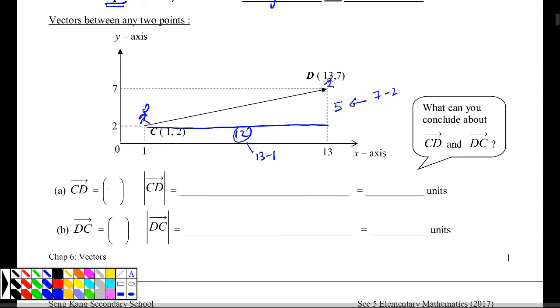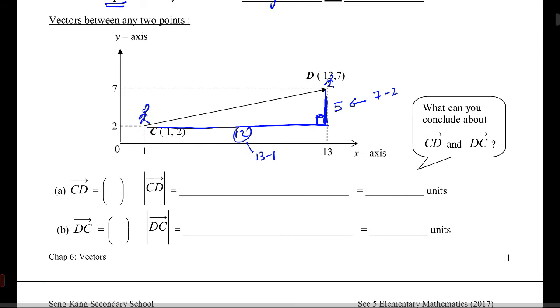And if I join these together, do you see some special shape comes out? What is that shape? Right angle triangle. So when I give instruction, it must be x-axis, how many steps I move, and y-axis, how many steps I move. So can you now tell me how many steps must Khalis move before he can reach D? And what number do I write over here?